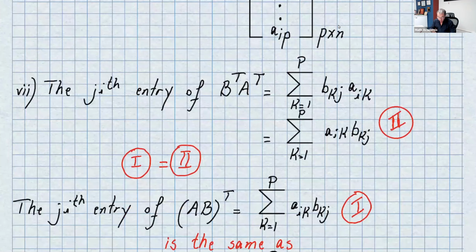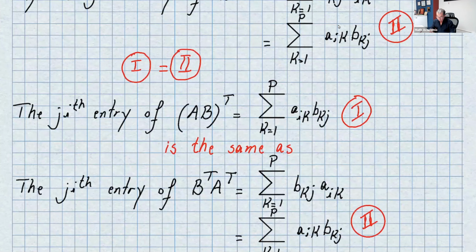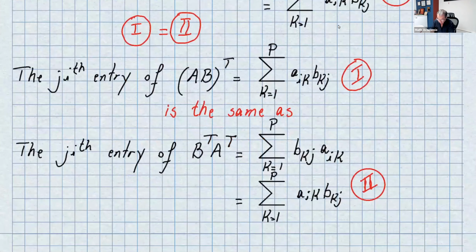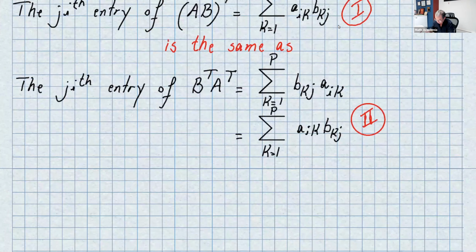The jith entry of AB transpose is the same as the jith entry of B transpose times A transpose, which is number 2. So they are equal. So you can finish the proof by saying QED.